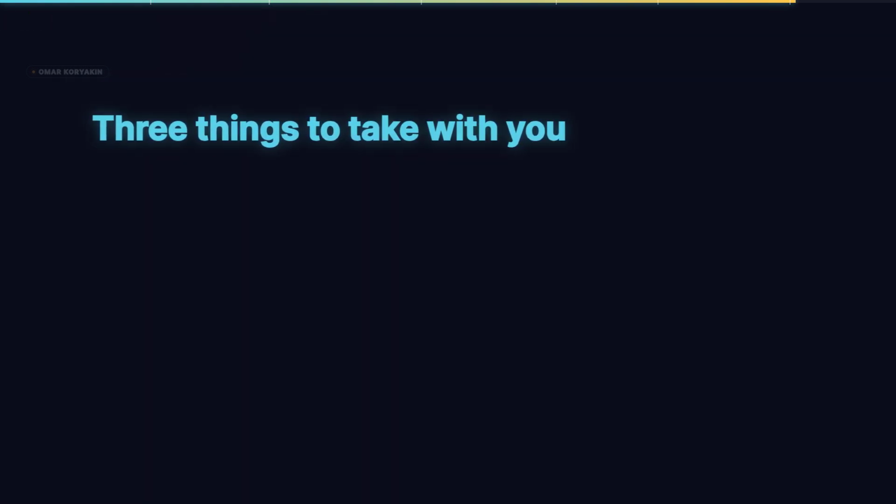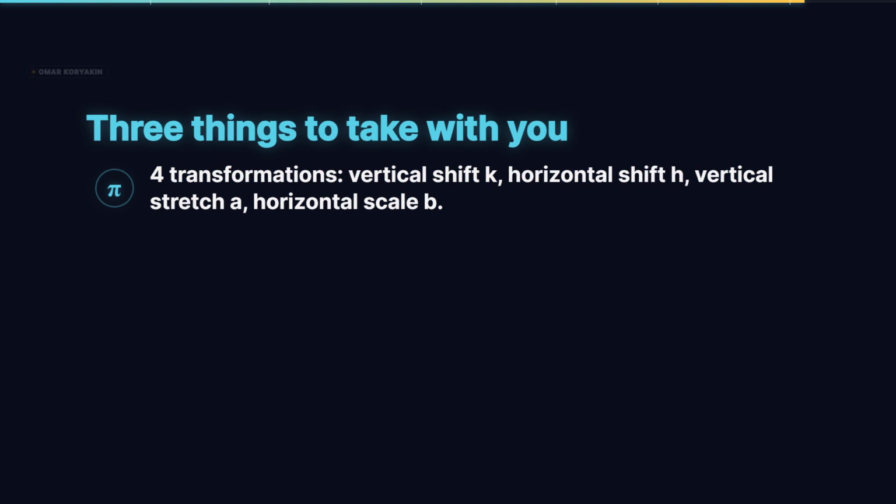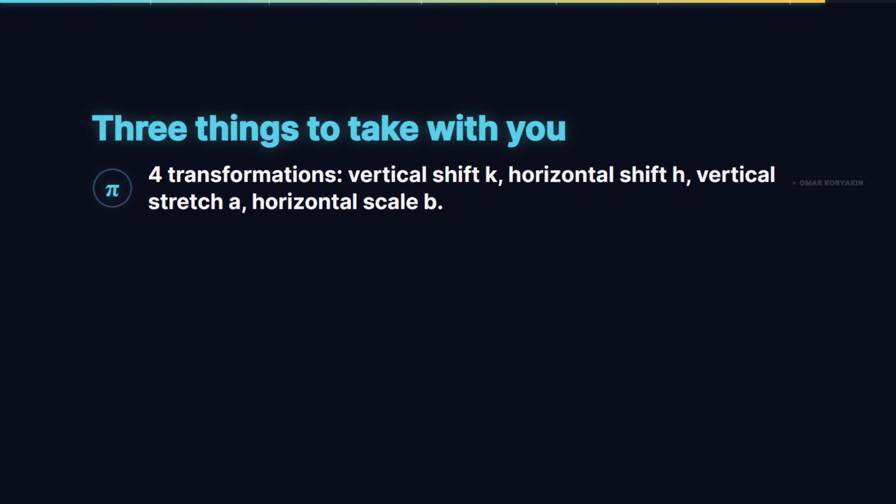Function transformations are the unifying grammar across all function families and across all of computer graphics, animation, signal processing, and calculus. First, the 4 standard transformations are vertical shift up by k by adding k to the output, horizontal shift right by h by replacing x with x minus h, vertical stretch by factor a by multiplying the output by a with negative a producing a reflection, and horizontal stretch by factor b by replacing x with b times x with negative b producing a reflection. The 4 moves combine in any combination to produce any rigid motion or scaling of the parent graph.